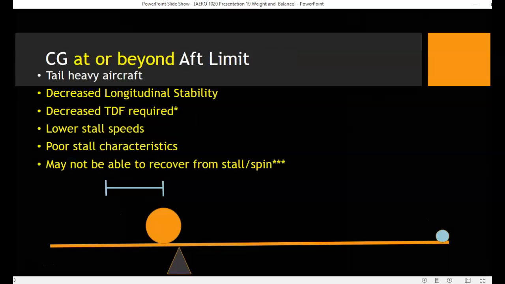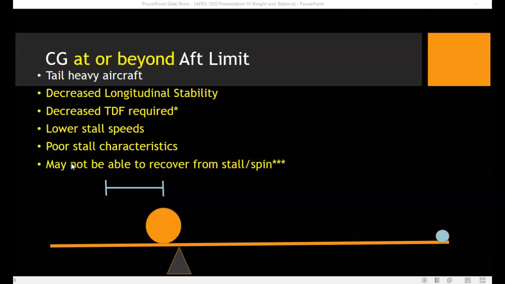If the CG is at or beyond the aft limit, in other words, it's closer to the pivot point, you have decreased longitudinal stability. It's not as stable as an aircraft with the CG at the forward limit. The arm from the CG back to the tail downforce is shorter, so less tail downforce is required. So the airplane can be flown at a lower angle of attack.